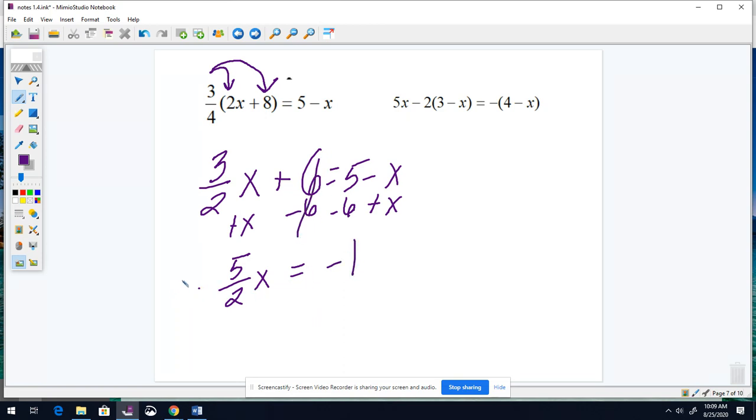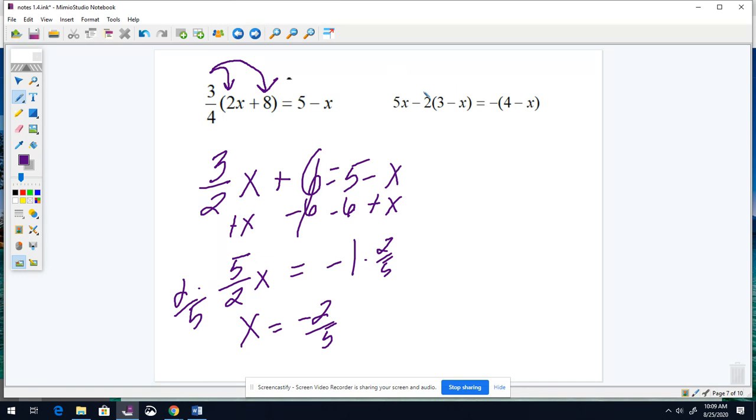And then finally, I'm going to multiply by the reciprocal. I get x equals negative 2/5. When you're checking this on a calculator, you can type in -2/5 as you see it. Just type in exactly that, -2 divided by 5. You can also use the decimal equivalent and check that. There's lots of ways to work with fractions and decimals kind of hand in hand.